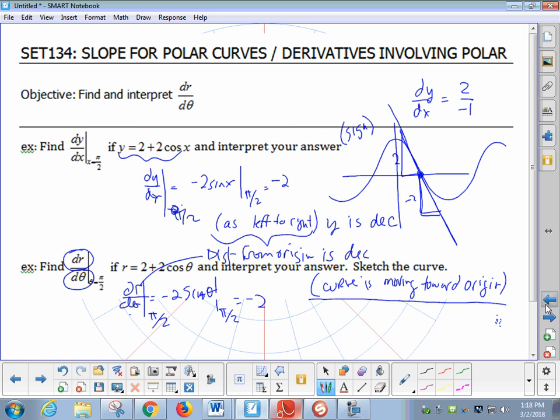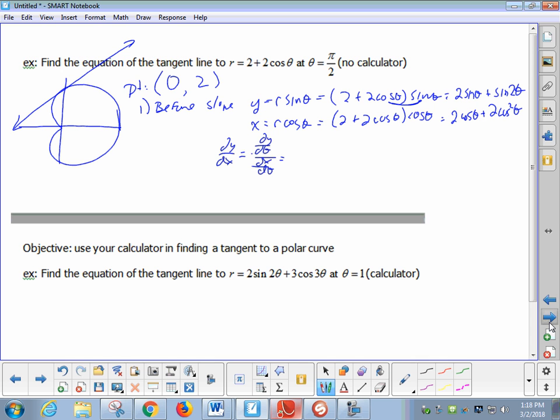Okay, pause it. All right, go. Here we go. Now, there we go. Du theta. Here's the derivative. What's the derivative of 2 sine theta plus sine 2 theta? 2 cosine theta plus 2 cosine 2 theta. And the denominator derivative? Negative 2 sine theta.